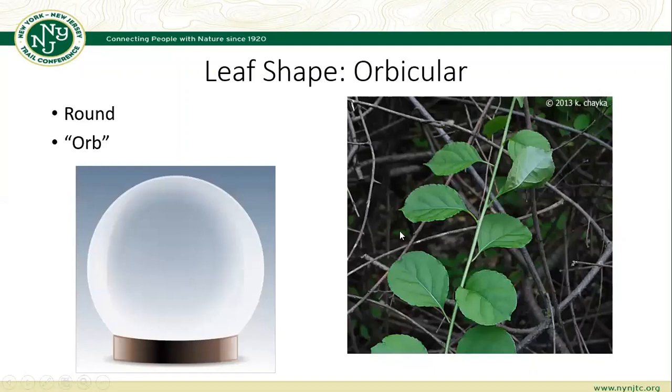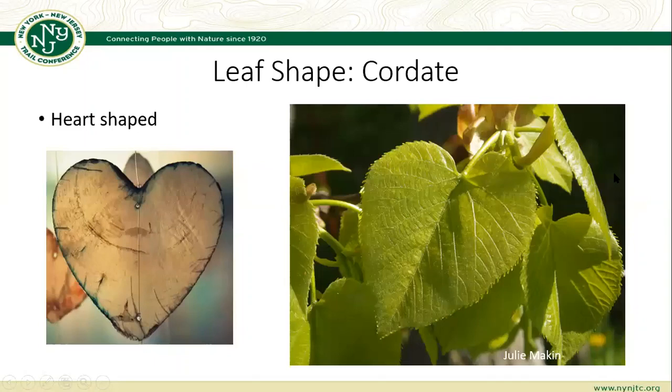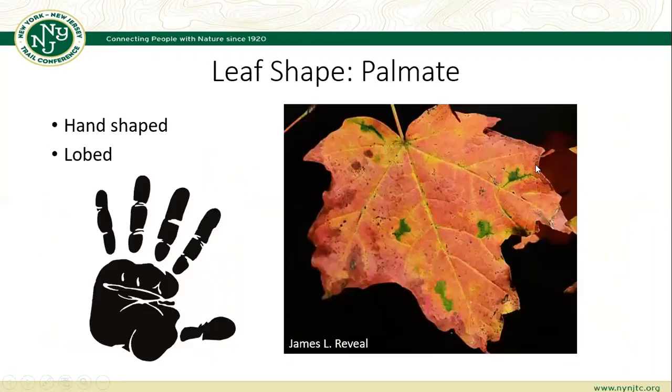Next we'll have orbicular. This means round. It says orb right there at the beginning, helps me to think of orbs. So this right here is oriental bittersweet. It has these very round leaves. Again, they're simple and alternate. Okay, so next we have cordate. I don't have any fun way to try and remember that. It's just heart-shaped. So here we have a linden tree or basswood, and you can see up here near the petiole, this leaf has an indent on both sides that make it look like a heart. And the last leaf shape I'll tell you about is palmate, and these are hand-shaped like your palm. And these leaves are lobed, which I'll talk about on the next slide.